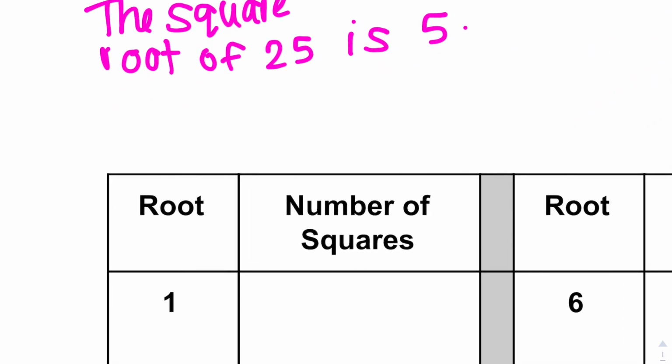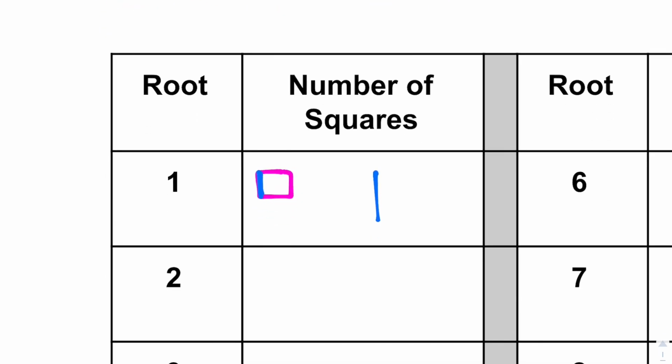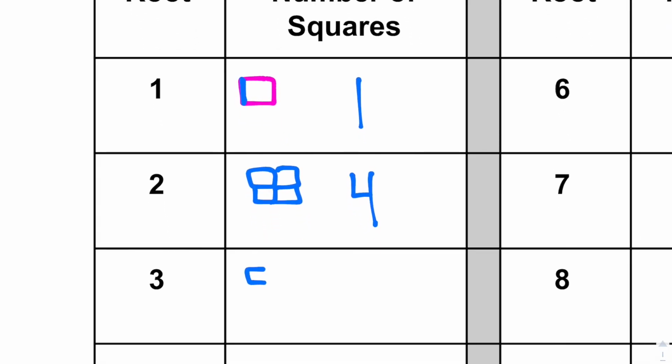So if the root is 1, how many squares are there? You're going to have a single Cheez-It that represents one length. So the number of squares is 1. For the root of 2, that means I need to have a side length of 2, but to make it a square, you need to have 4. So the number of squares would be 4. Okay. For 3, it's going to be a 3 by 3. And so the number of squares is 9.